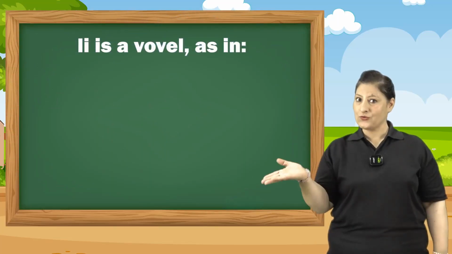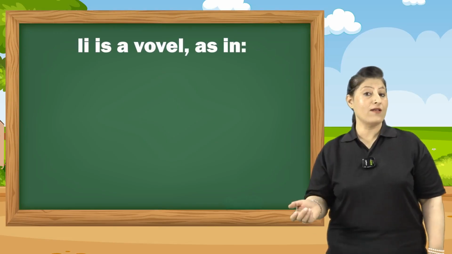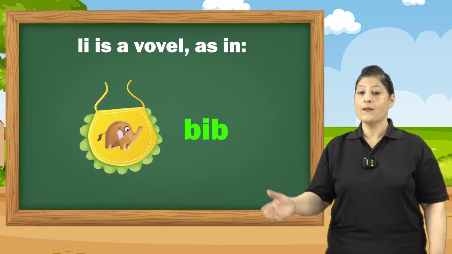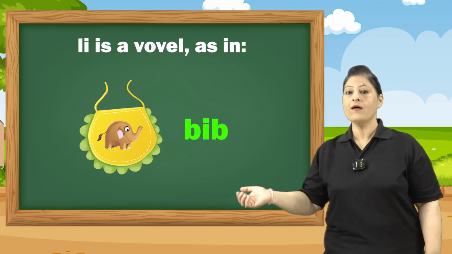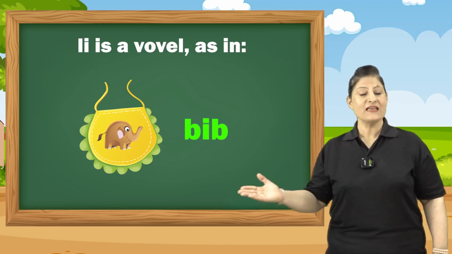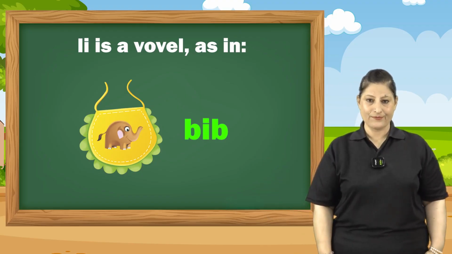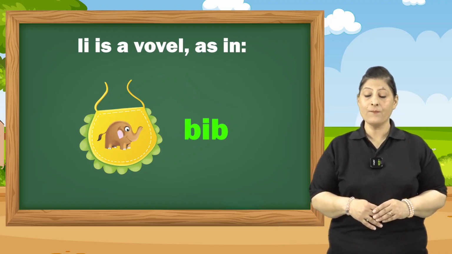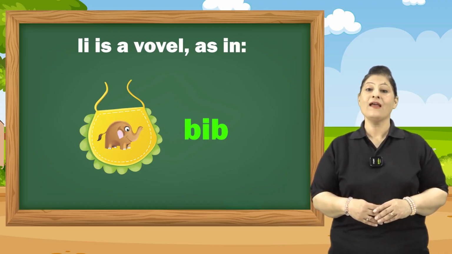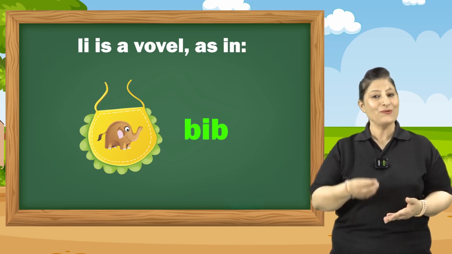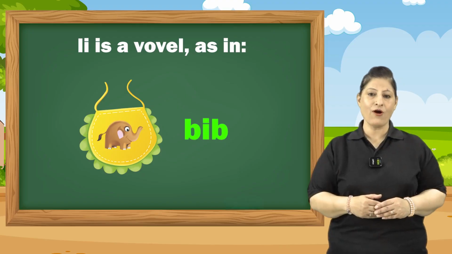Okay children, now you know the sound of vowel I. Vowel I says i as in bib. B, i, b. Bib. Vowel I says i as in bib. Do you know, children, what a bib is? A bib is generally worn by infants and small children who are learning to eat, during the time of having food.